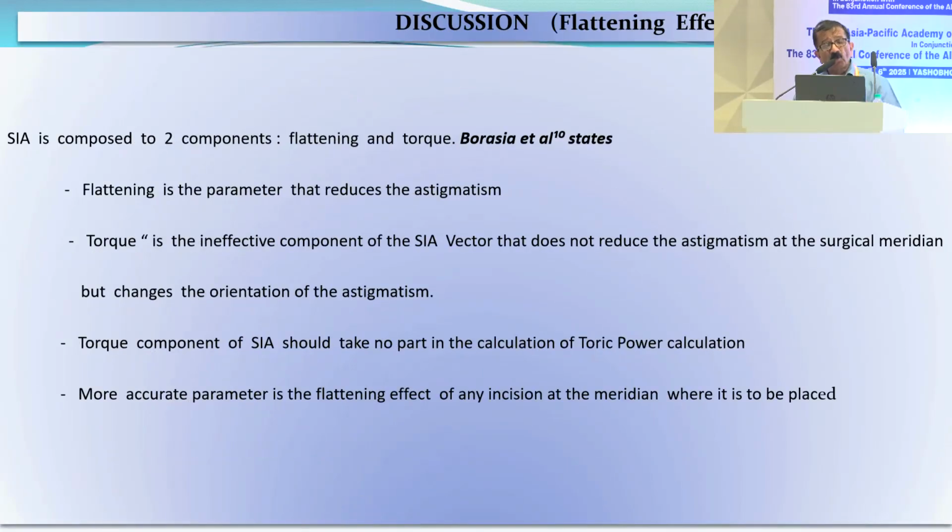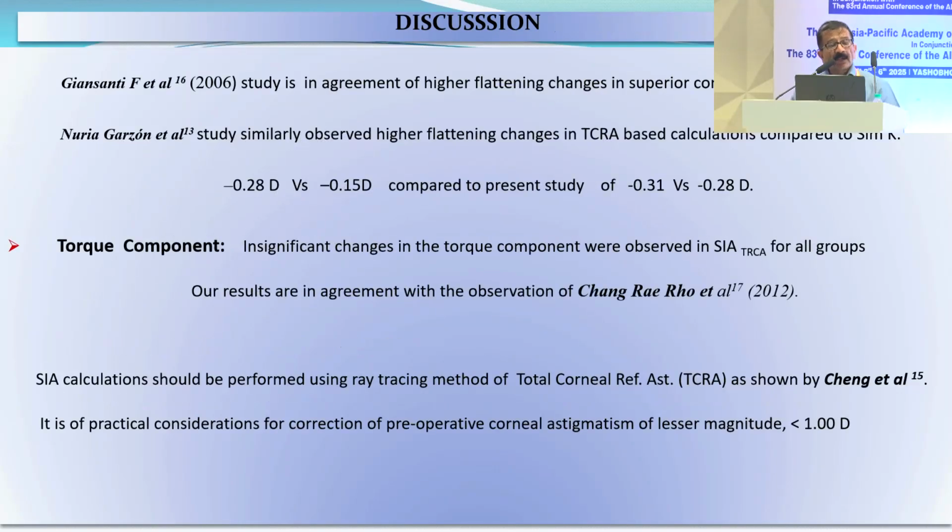Now, SIA is composed of two components, the flattening and the torque. Holladay said that flattening is the parameter which reduces astigmatism, and the torque is basically an ineffective component of the SIA. It should not be included in the calculations. Now, the torque component was insignificant in all our groups, and this was in agreement with the study of Chang, who also stated that the SIA calculation should be performed using the ray tracing method of total corneal refractive astigmatism.